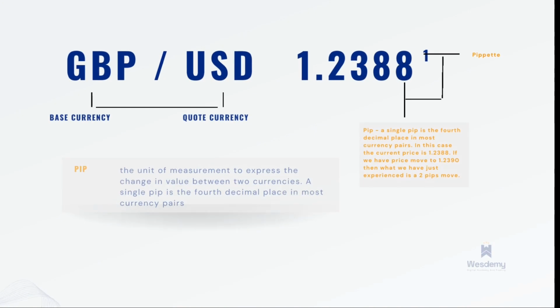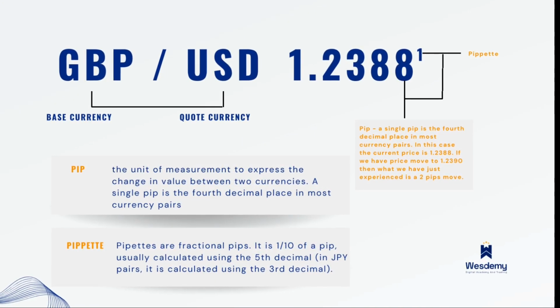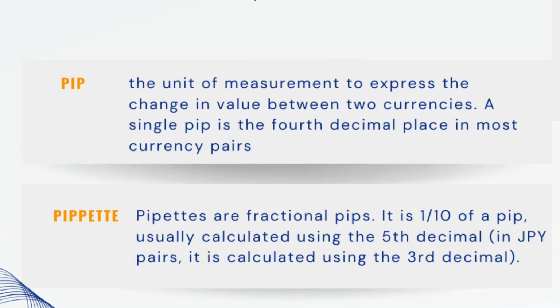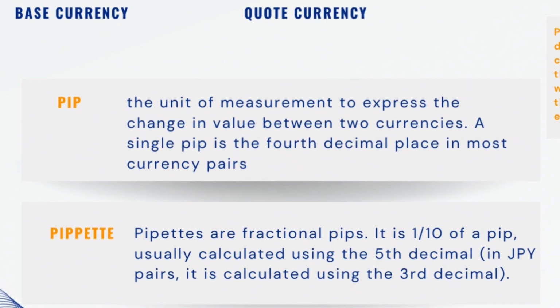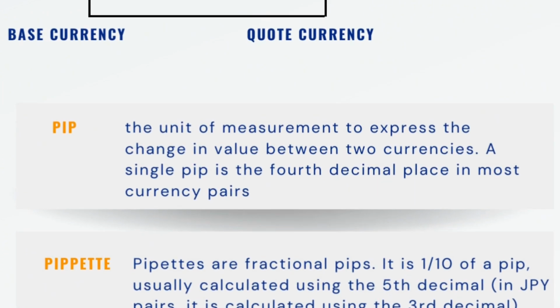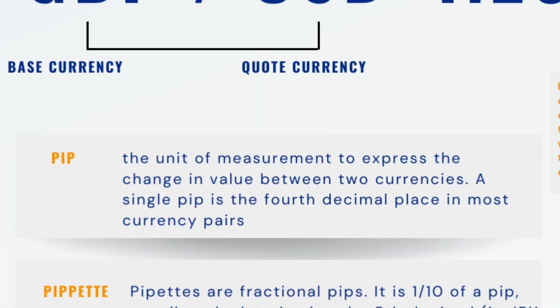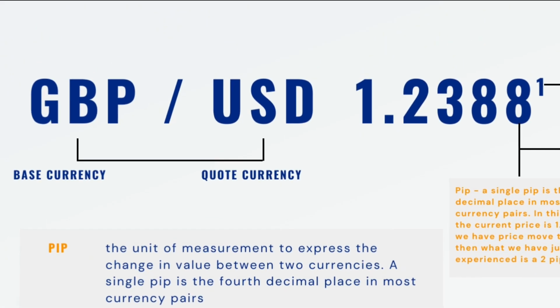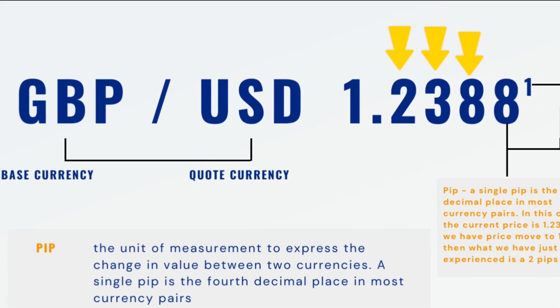Next we're going to be talking about pips and pip calculation. A pip is the unit of measurement to express the change in value between two currencies. A single pip is the fourth decimal place in most currency pairs. After the decimal, you count four: one, two, three, four. Movement in this price gives you one pip. If this 8 becomes 9, price has moved by one pip. If 2388 becomes 2390, we have a difference of 2, so price has moved by 2 pips.